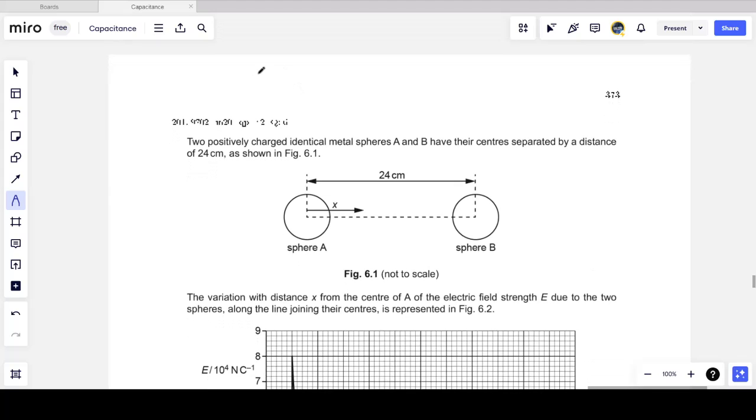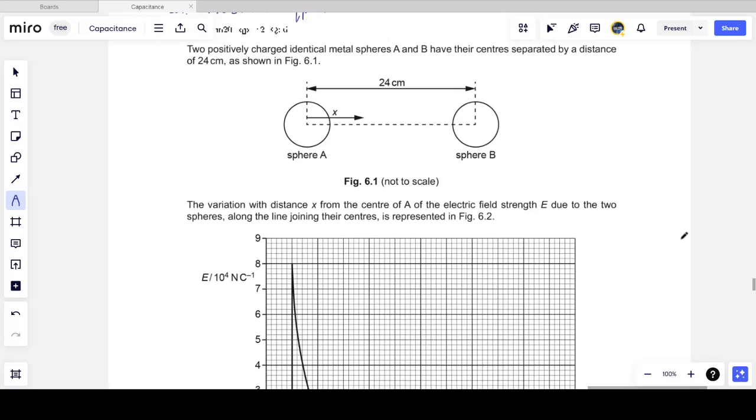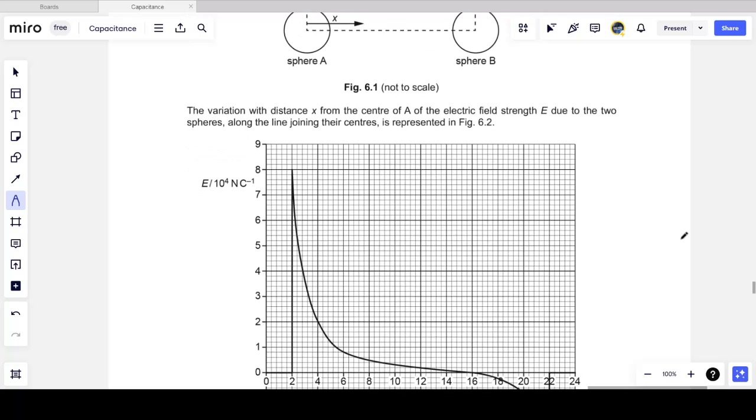The next question is number 201, and this is from the March 2020 exam. It's question paper 4, variant 2, and question number 6 from that paper. We're told that two positively charged identical metal spheres A and B have their centers separated by a distance of 24 centimeters. The variation with distance from the center of A of the electric field strength E due to the two spheres along the line joining their centers is represented by the figure.